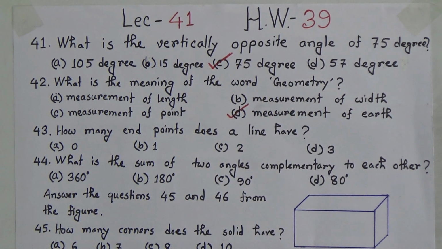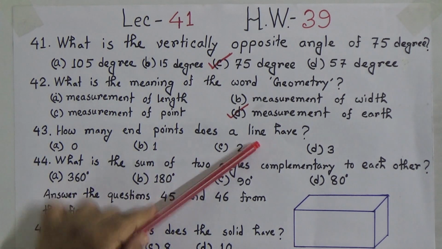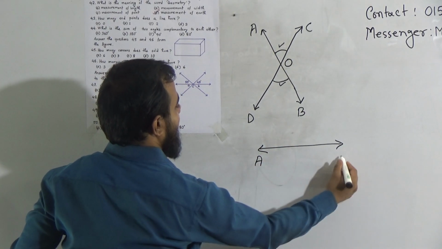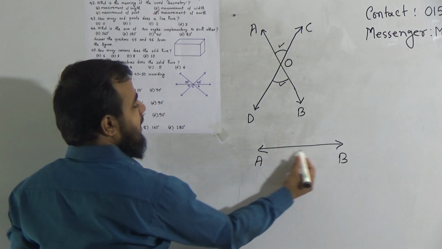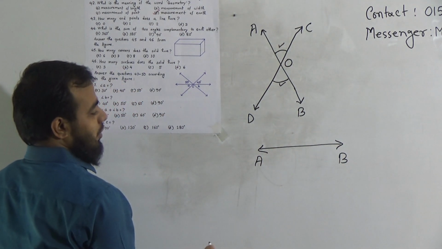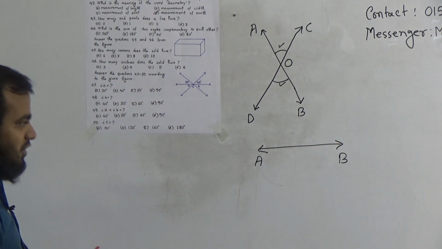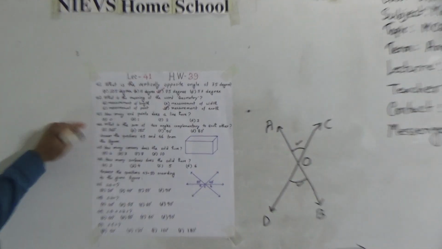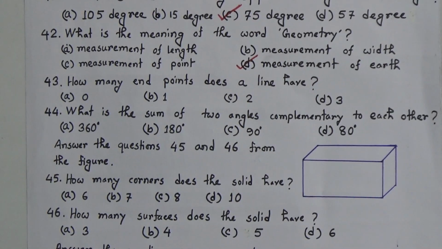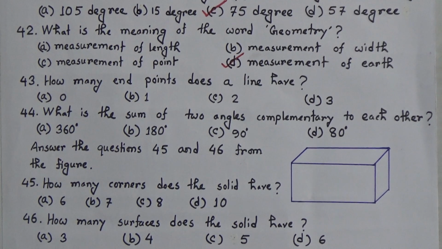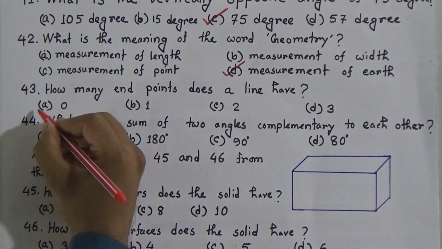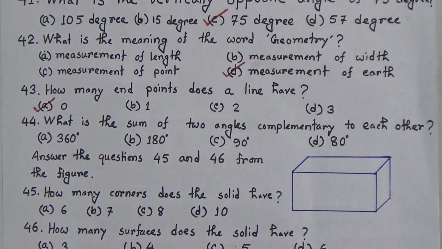Now question number 43. How many endpoints does a line have? Look, this is a line. AB is a line. And how many endpoints is that? A line doesn't have any endpoint. So it has 0 endpoints. We have to tick on 0. So 43 is option A, 0, because any line does not have any endpoint. So our answer will be 0 endpoints.